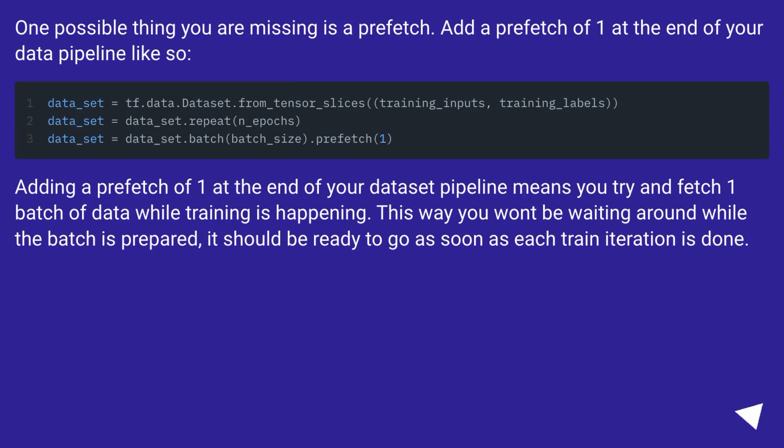One possible thing you are missing is a prefetch. Add a prefetch of 1 at the end of your data pipeline like so. Adding a prefetch of 1 at the end of your dataset pipeline means you try and fetch one batch of data while training is happening. This way you won't be waiting around while the batch is prepared. It should be ready to go as soon as each training iteration is done.